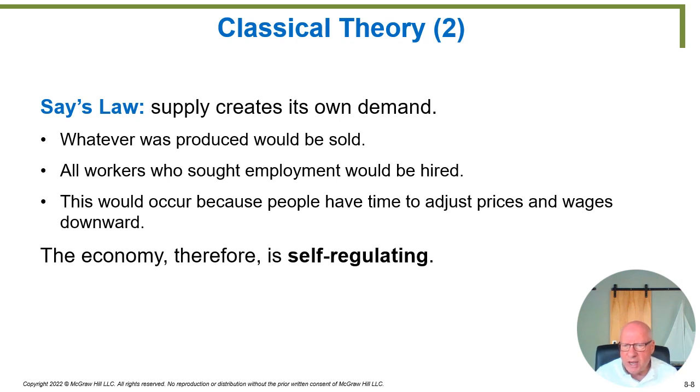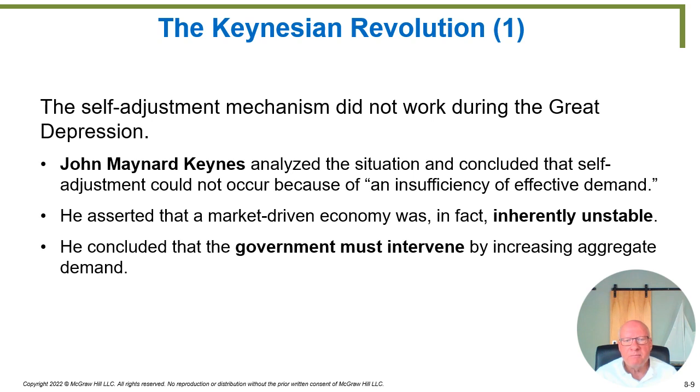So Say pointed out that means there's enough money in the economy to buy up whatever the economy is producing. And therefore, the total demand is large enough to purchase all of the total supply, making the economy self-regulating. Now, of course, this mechanism somehow didn't seem to work during the Great Depression.